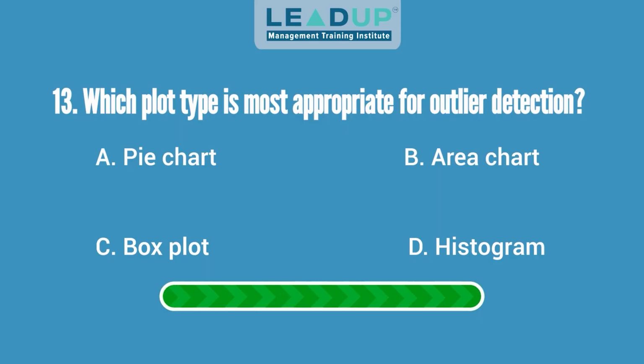Question 13. Which plot type is most appropriate for outlier detection? A. Pie chart, B. Area chart, C. Box plot, and D. Histogram. The answer is box plot.